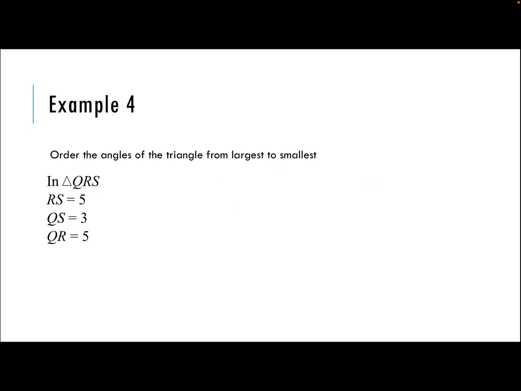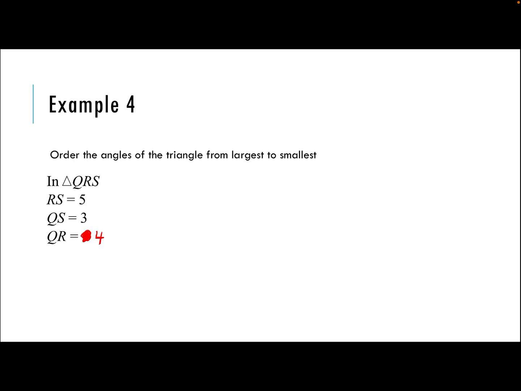So then in this example, we're just given the sides of a triangle. So let's change QR. We're going to change that from 5 to 4.